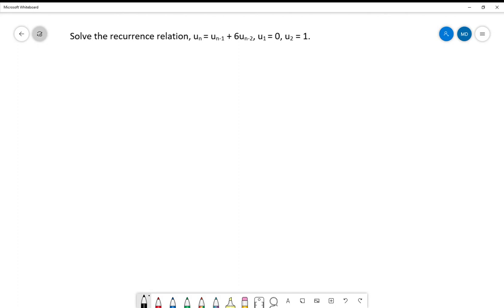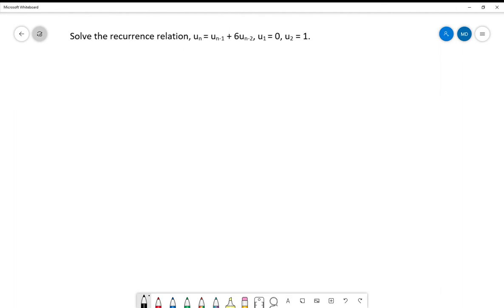Today I'm going to be teaching you how to solve homogeneous second order recurrence relations. So what is a second order recurrence relation? Well, here we have an example of one, and it is second order because our next term, our un term here, is dependent not only on the term before, but also on the term before that. It's got un is equal to un minus 1 plus 6 lots of un minus 2.